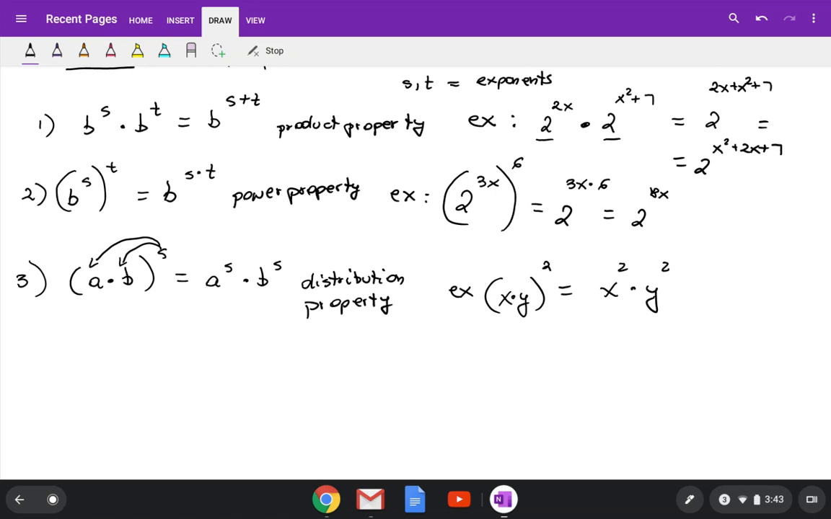Next one would be the quotient property, which means division. We have b to the power of s divided by b to the power of t. So we have a quotient of two exponential expressions. They both have the same base, so you can rewrite that as b, and you subtract the exponents, to the power of s minus t. We call that the quotient property.